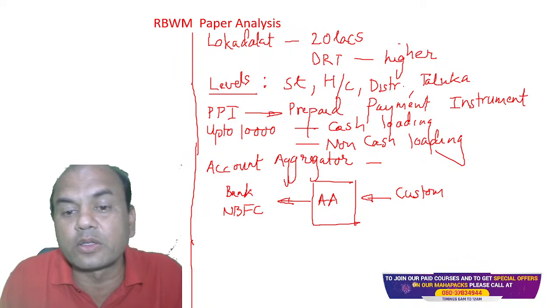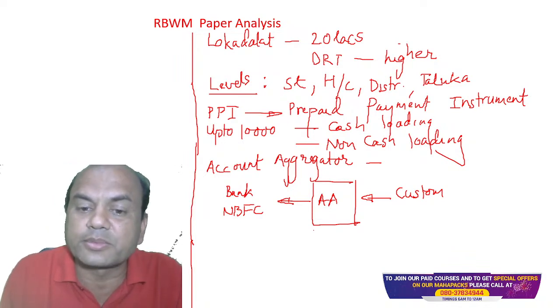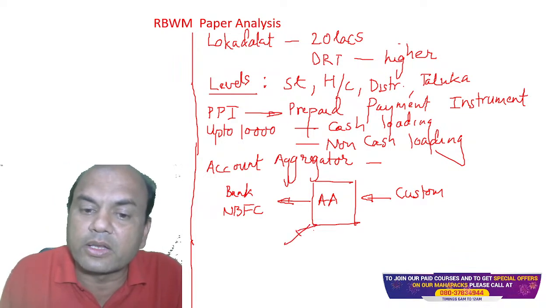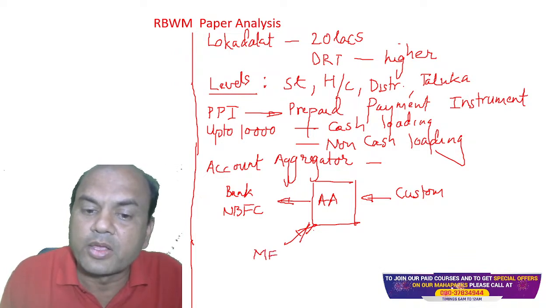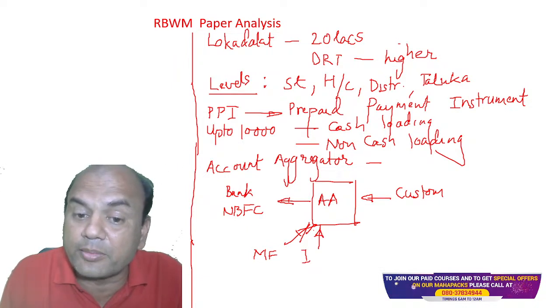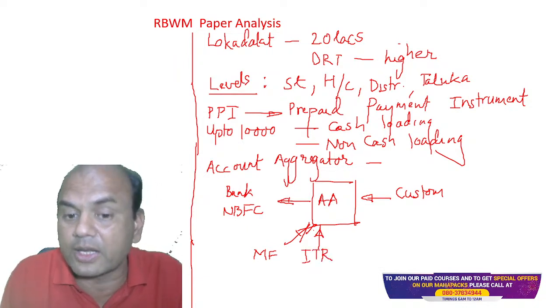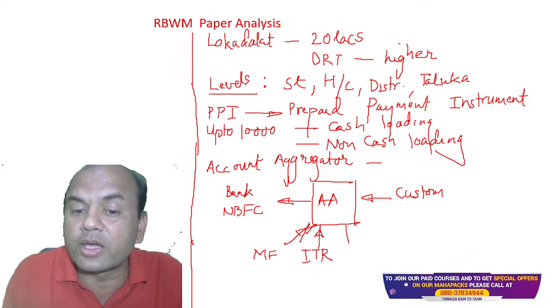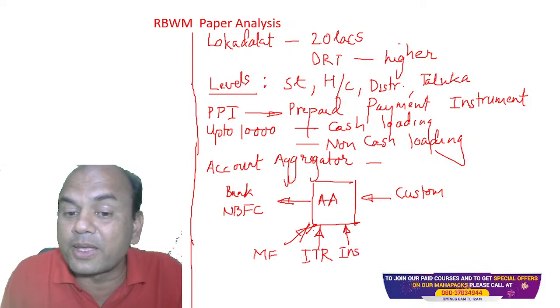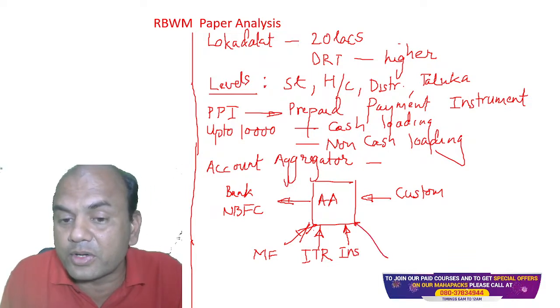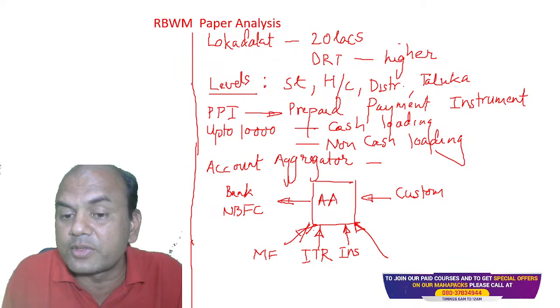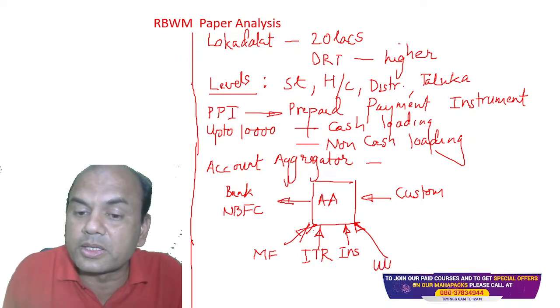CIBIL only tracks your loans. Account aggregator tracks many things. Whether you have done any mutual fund investment, MF. Whether you have done your income tax payment, ITR, on time, that is also tracked. Whether you have any insurance investment. Whether you are paying your utility bills on time. My God, they are going to that level. Even SEBI has been attached to account aggregator now.